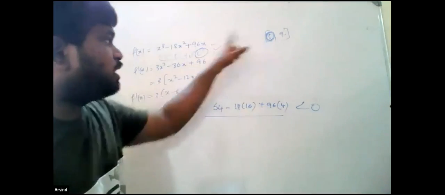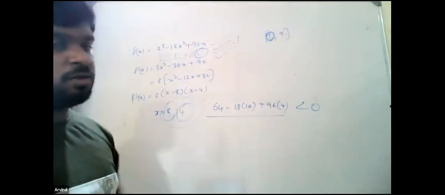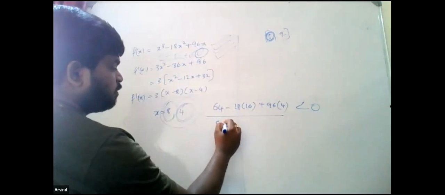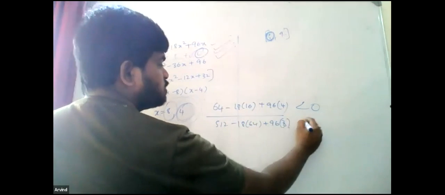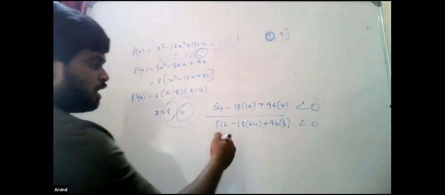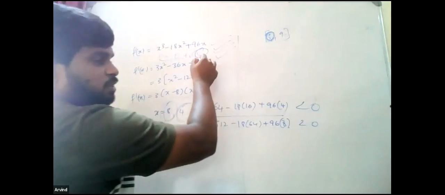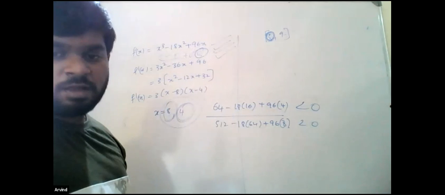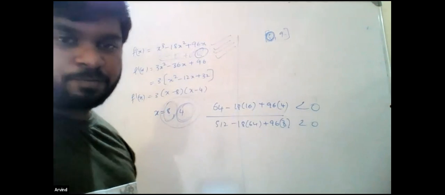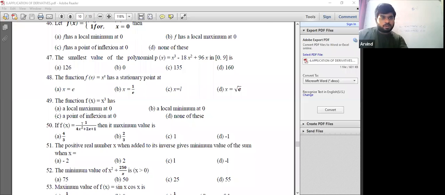When we give 0 we get 0; will anything give less than this? When I give 8 also, 8 cube is 512, minus 18 into 64, plus 96 into 8. This is also not less than 0. The other one, 9, you won't get less than 0 either. So only when we give 0 do we get 0, and there are no values less than that. Therefore this is the minimum value. So the minimum value is option B, it is 0.